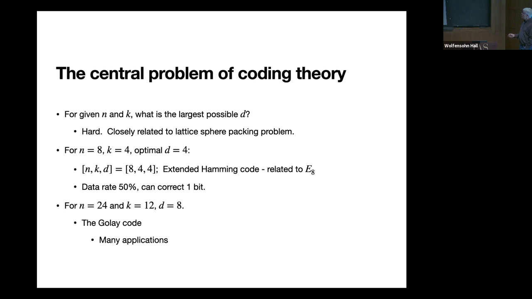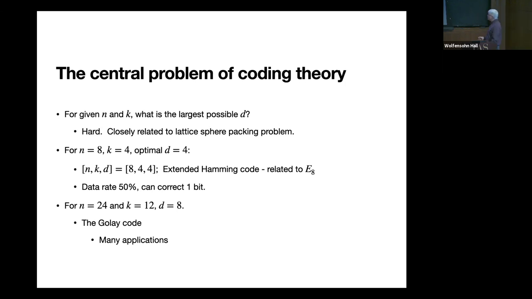So for 8 dimensions, for 8 bits, if you want K to be equal to 4, a 4-dimensional code, then the best you can do for the Hamming distance is 4. So 8, 4, 4. This is called the extended Hamming code, and turns out to be closely related to E8. In fact, it's associated with the E8 root lattice. It has a data rate of 50% because K over N is 1/2, and it can correct 1 bit.